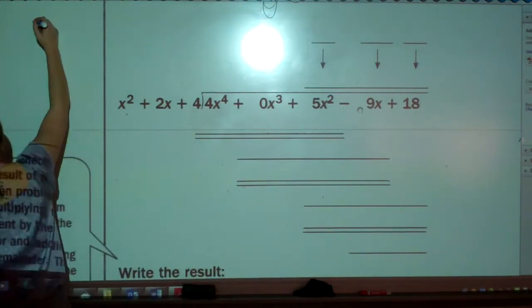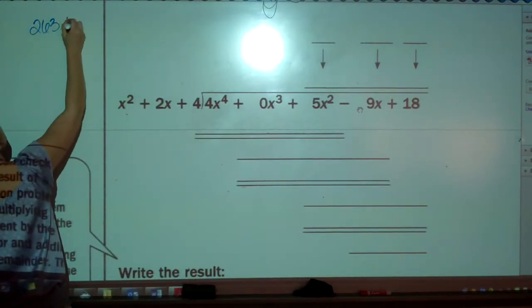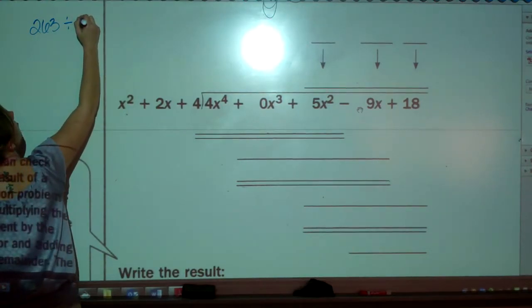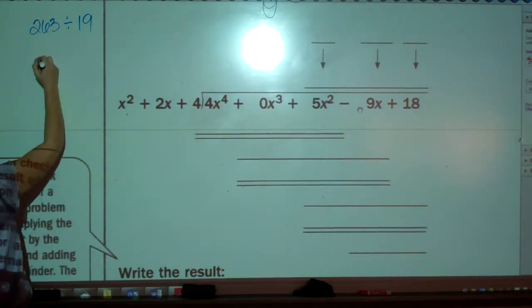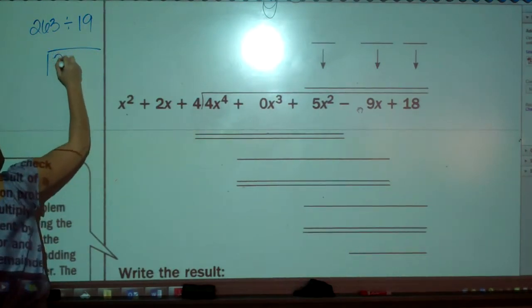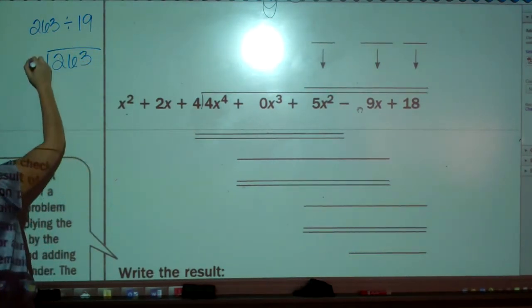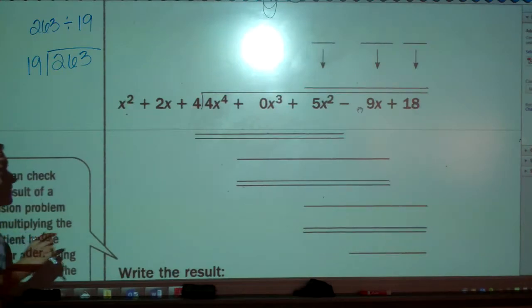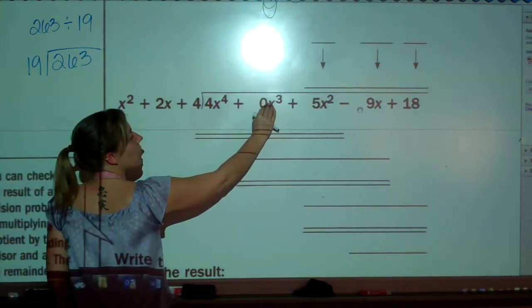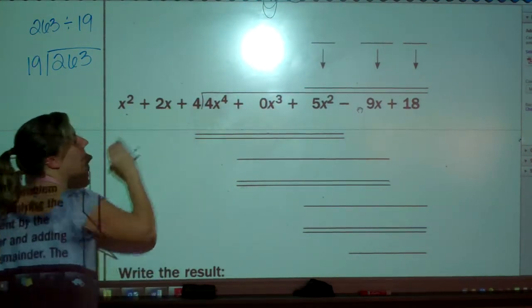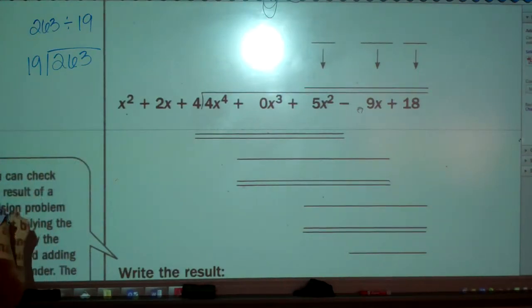All right, so before we divide, let's just go over long division back in elementary school. If I have 263 divided by 19, okay? Then when I make my box, I put the 263 inside the box. I put the 19 outside, just like we did here. The longer one, or the first one, is on the inside of the box. The shorter one, or the second one, is on the outside.